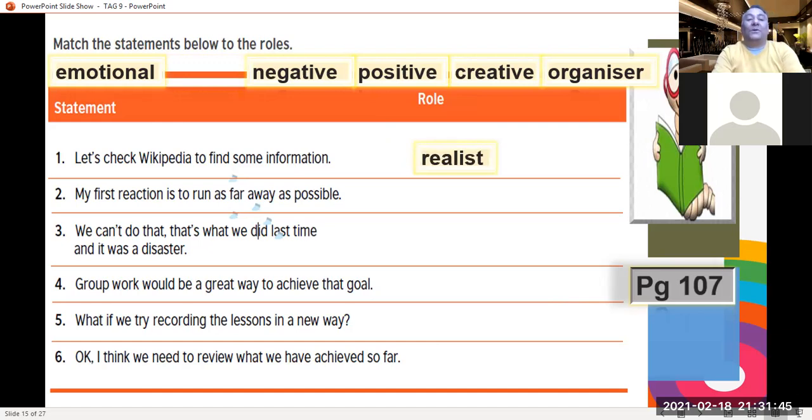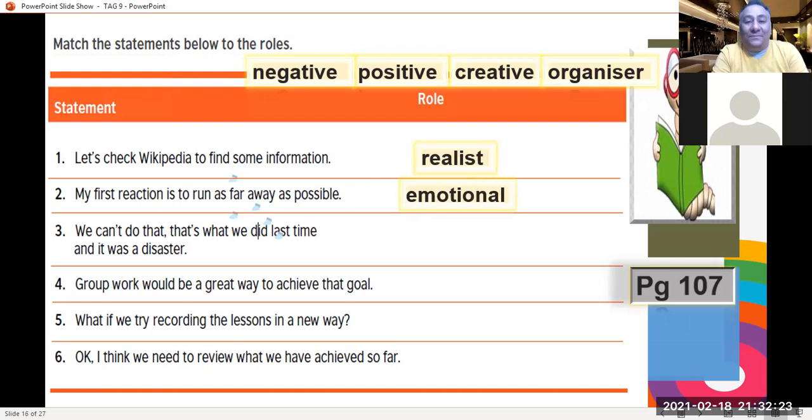What about number two? Read number two. My first reaction is to run as far away as possible. Okay. What kind of people can say this sentence? Emotional. Exactly. Excellent. We have an excellent pair now.